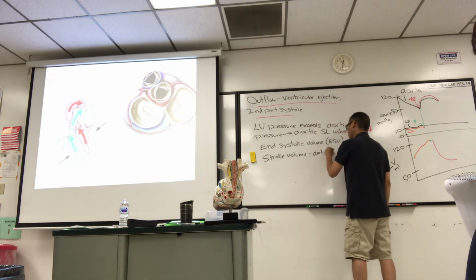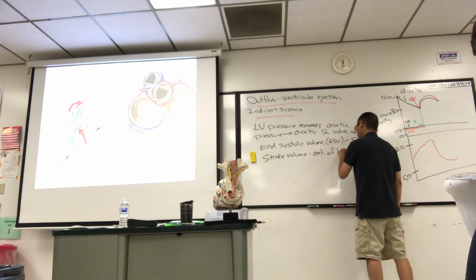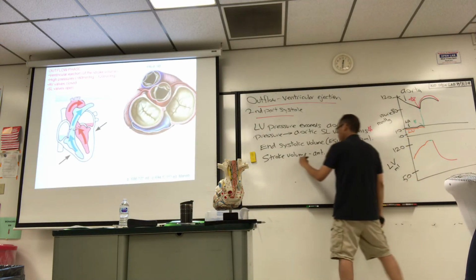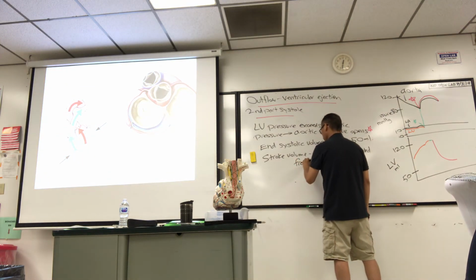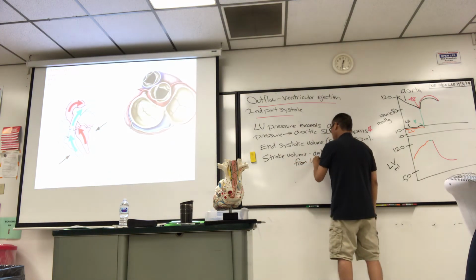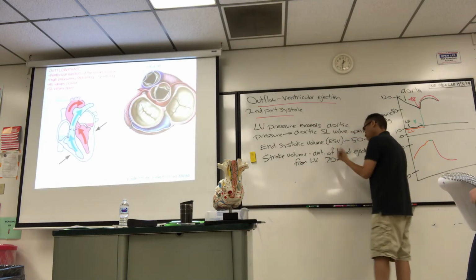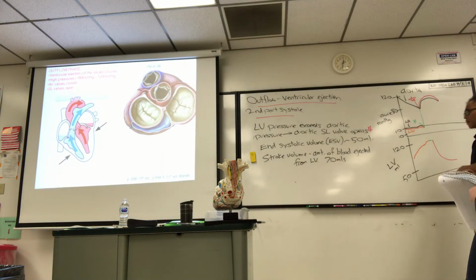The amount of blood ejected from the LV, about 70 ml. In this case, obviously the numbers vary. The more the better, okay? If you can push out more with each heartbeat, your heart rate can decrease. Your resting heart rate can be less because you're good at pushing it out.